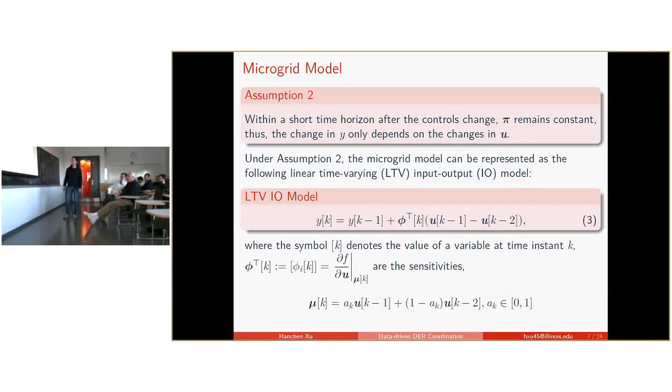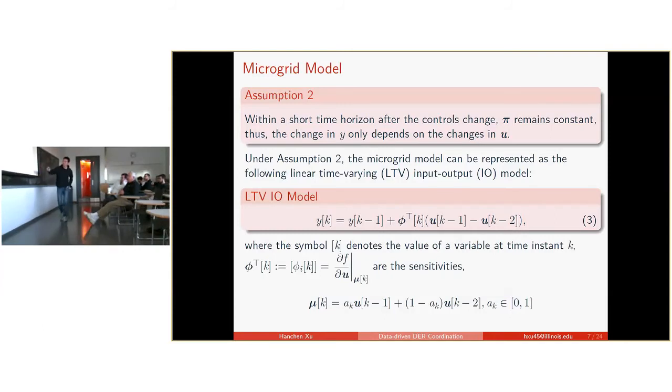which is a linear time varying input output model, because it essentially takes the input, which are the controls, and the output, and parameterizes them using a linear function with a parameter phi. The phi is a time varying parameter, which is essentially the partial derivative of f with respect to the control u. This is just a result of the mean value theorem. But that means that 3 is an exact expression, right? This is exact, yes, because you are using the mean value theorem.